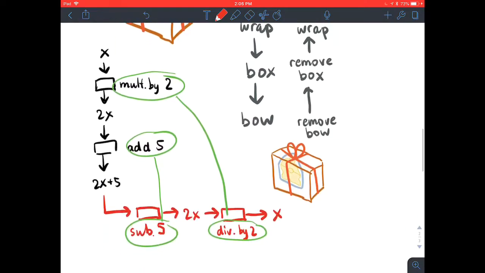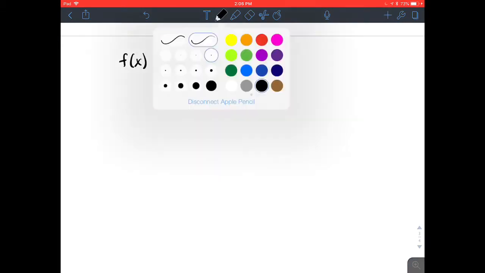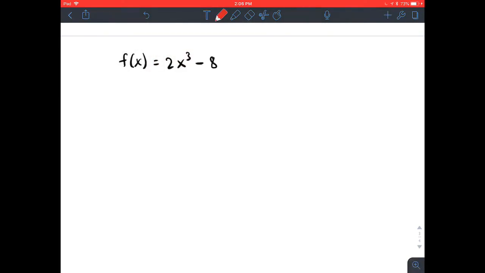This same principle works with more complicated functions. So let's take a look at a more complicated example. Suppose we had the function f of x equals 2x cubed minus 8, and we want to find the inverse function. What you should not do is simply look at them in the order that they appear and try to do the inverse of each step. You need to find the order that the operations were done and then do those inverse operations in the opposite order from the way in which they were done.